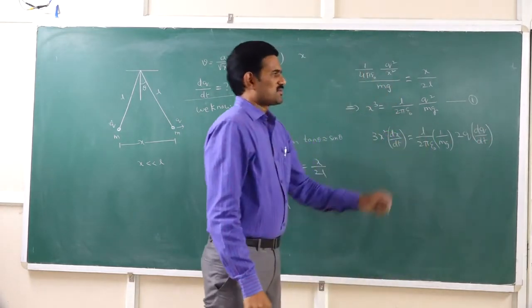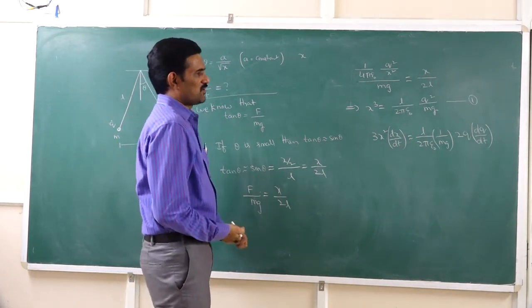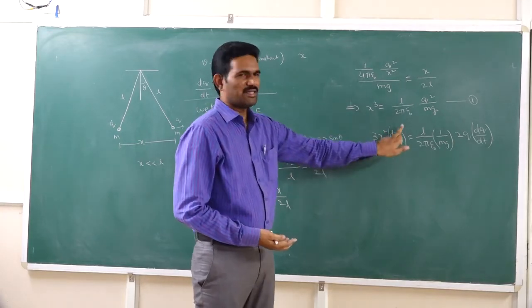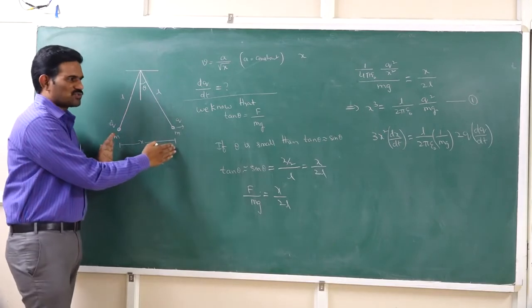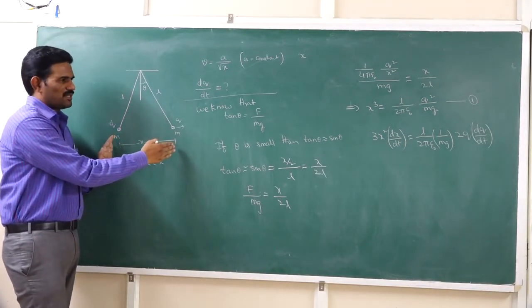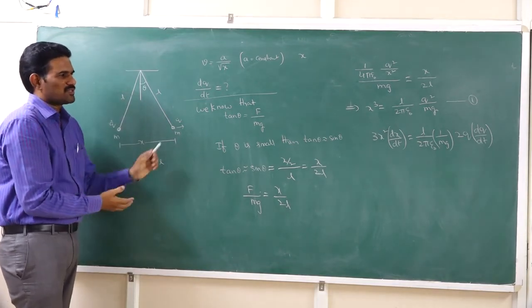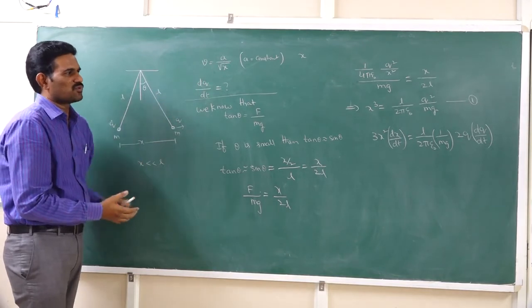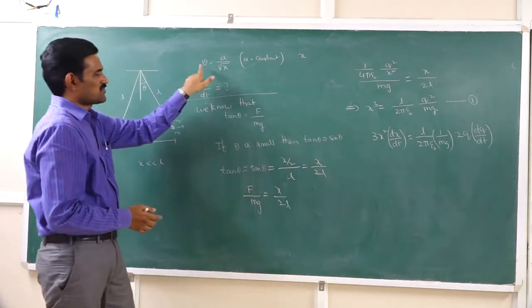And so now we need to find the dq by dt value here. Before that we can do some substitutions. This dx by dt: x is the separation between these two charges. Now dx by dt is nothing but the rate of change of this x value, which is nothing but the velocity of approach of those two particles. And so we can replace this dx by dt with this velocity.